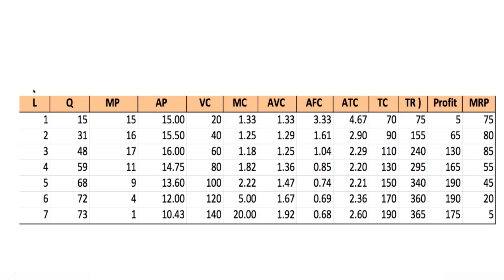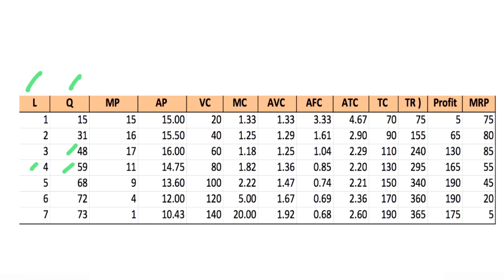First of all, the first two columns, L and Q, are the production function. It shows you the maximum amount of output that you could produce with given amounts of labor. We are of course assuming that there is only one input. So one laborer will produce 15 units, 2 will produce 31, and so on.